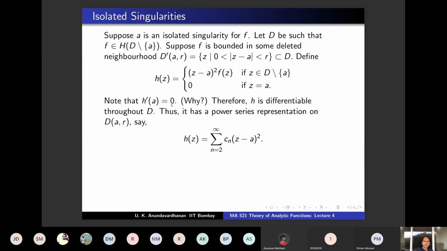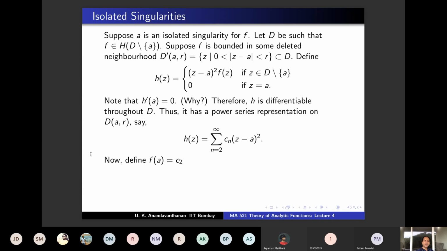So h has a power series expansion, sum of c_n (z minus a) to the power n, typo here, I should correct it. This is n, but it's starting from 2. Why? Because c_0 and c_1 are 0. Why is that? Because h of a is 0 and h prime a is also 0. So only from h double prime a by 2 factorial onwards it will be there. So it starts from n equal to 2. c_2 also may be 0, we don't know, but what we know for sure is c_0 is 0, c_1 is 0. Okay, so you have this.